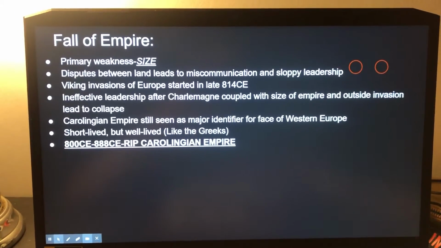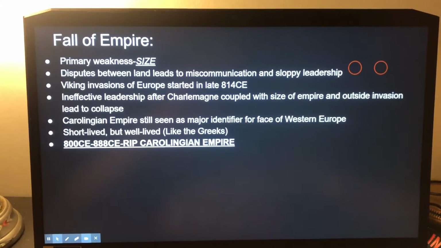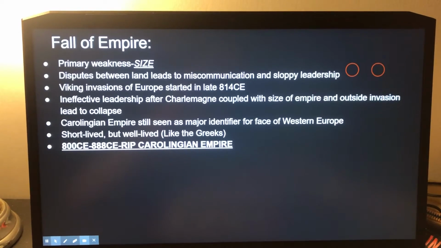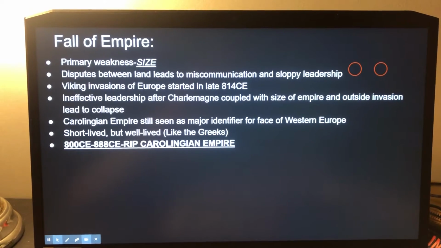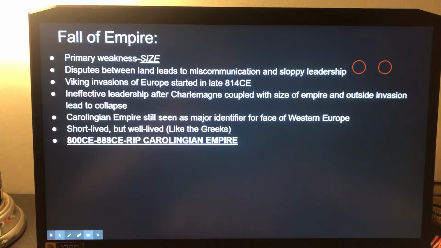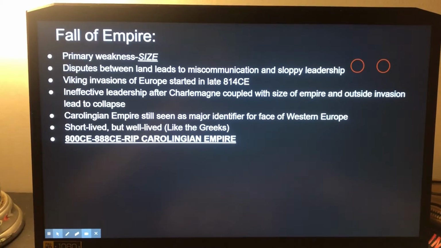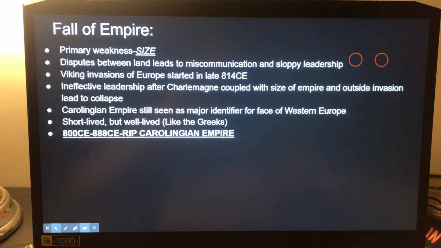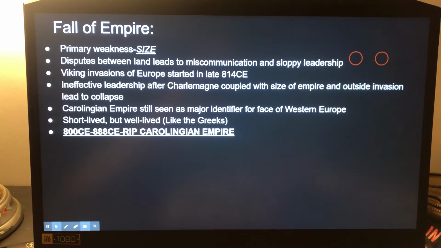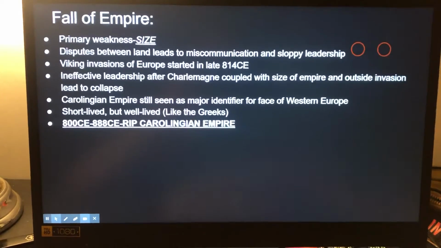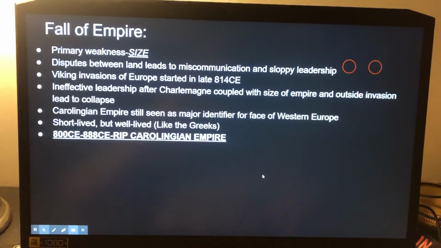However, in the end, it was a major identifier for the face of Western Europe, and short-lived, like ancient Greece, it was short-lived, but well-lived. It lasted from 800 Common Era to 888 Common Era. Rest in peace, Carolingian Empire.